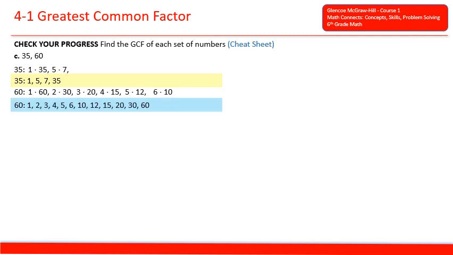We're going to organize those from least to greatest. And now we're going to circle common factors, which is 1 and 5. So the greatest common factor of 35 and 60 is 5.